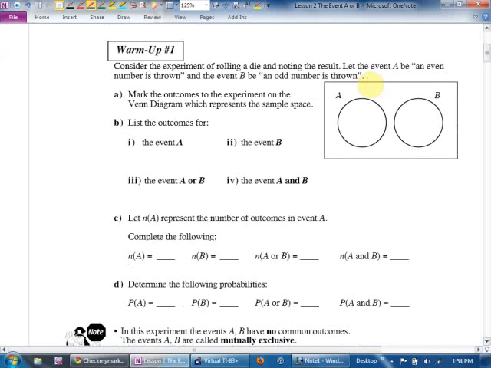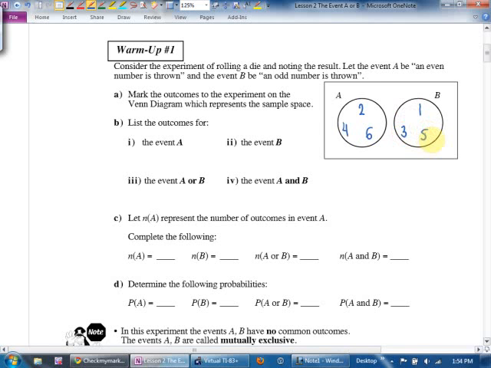All right. So it says this. Consider the experiment of rolling a die and noting the result. Let the event A be an even number is thrown. Let the event B be an odd number is thrown. Put the outcomes into a Venn diagram. So our outcomes for rolling a die are the numbers 1 through 6. Which ones would end up in event A? If event A is an even number is thrown, which ones are here? 2, 4, 6. Which ones are here? 1, 3, 5. Combine those two together, and that is the event rolling a die.